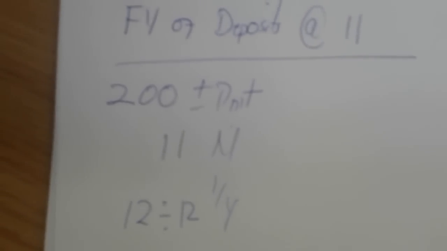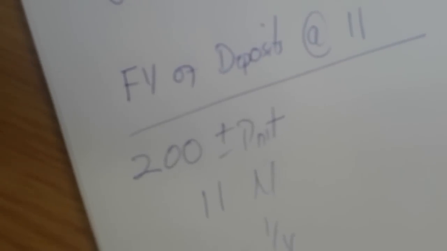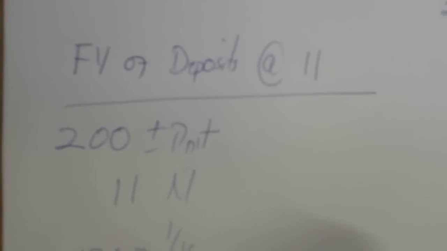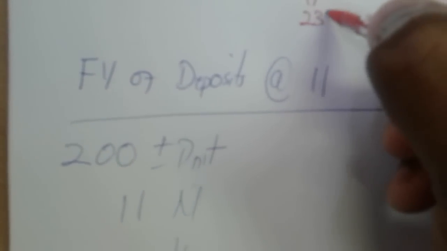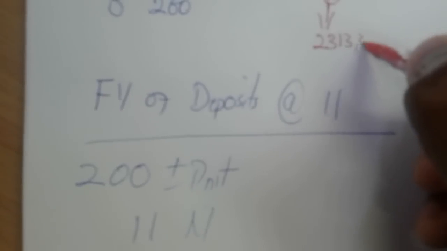So we are going to compute here our future value. Quickly, I'm going to do that now. And your FV is 2,313.37. That means these payments there give me 2,313.37.